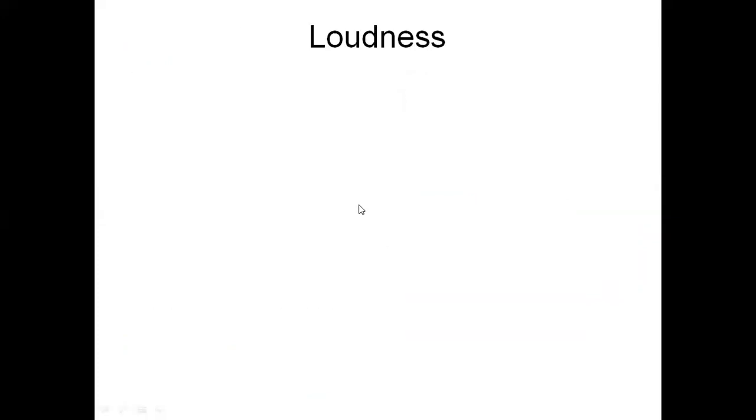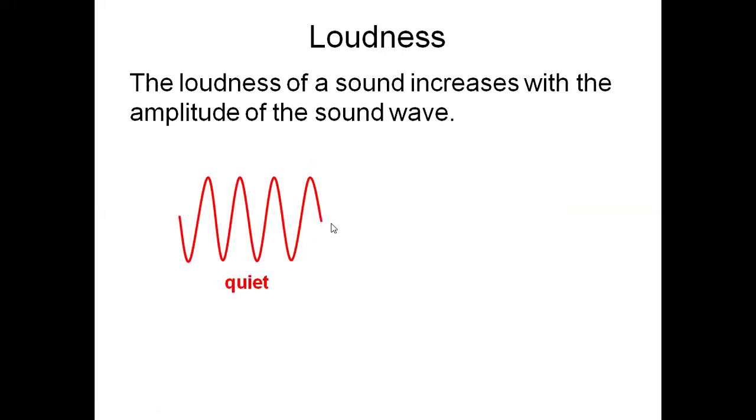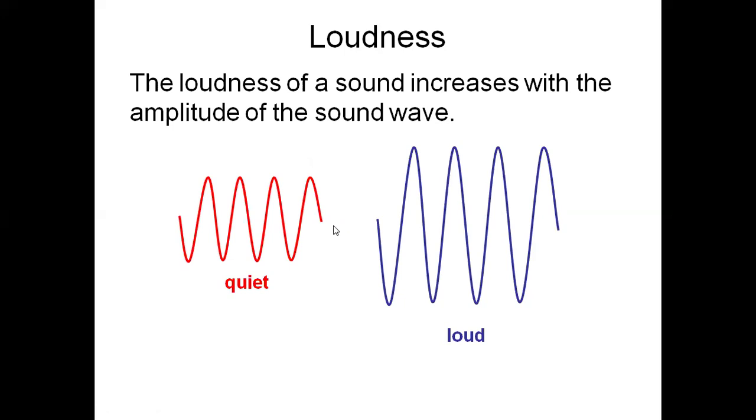Now, characteristics of sound. Loudness. Loudness of a sound increases with the amplitude of the sound wave. It also depends on the distance between the source and the observer, and the area of the sounding body as well. So this is a quiet sound and this is a louder sound. The higher amplitude means louder sound.